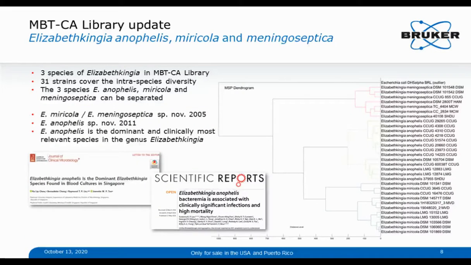Also here I want to give you some examples. Very important is the genus Elizabethkingia. This is something where we can see the historical development in taxonomy and also the influence it has on clinical diagnostics. Initially, Elizabethkingia miricola and meningoseptica were defined in 2005. Just in 2011, a new species, Elizabethkingia anophelis, was defined and determined. So later on, it appeared that this is the main species, and formerly was just classified as one of the other two species.